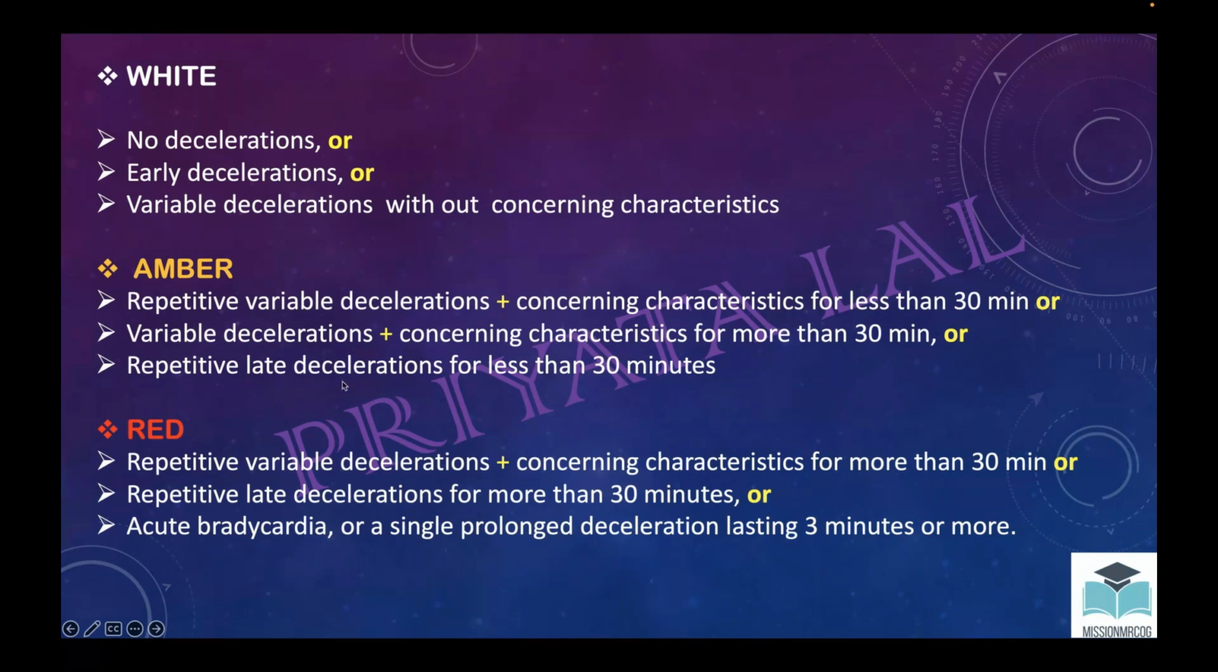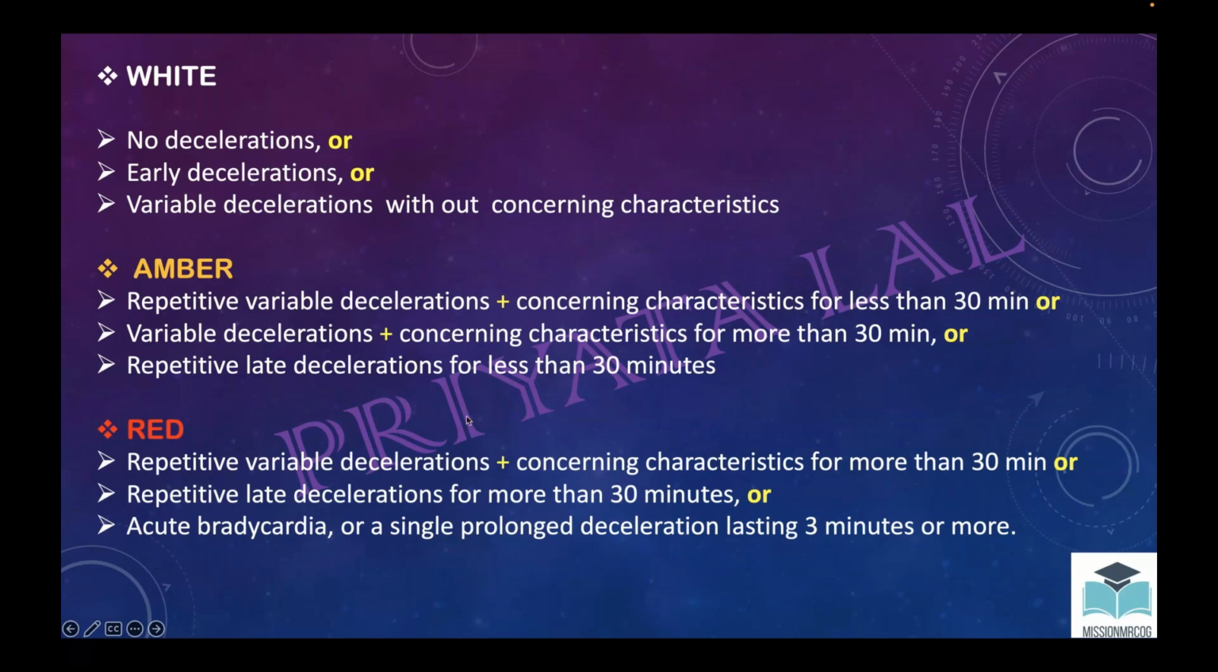Okay, so I'm repeating it again. For repetitive variable decelerations with concerning features, the time is less than 30 minutes, because in half of the contractions we are getting variable decelerations. But if it is only variable deceleration with concerning feature, as the number of decelerations is less, they are not repetitive, so the time will be more than 30 minutes. And if it is late and repetitive, less than 30 minutes is amber.